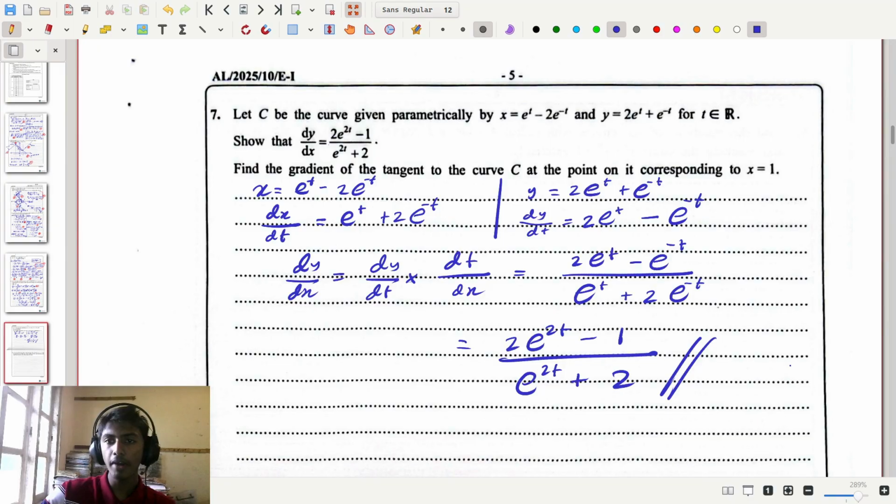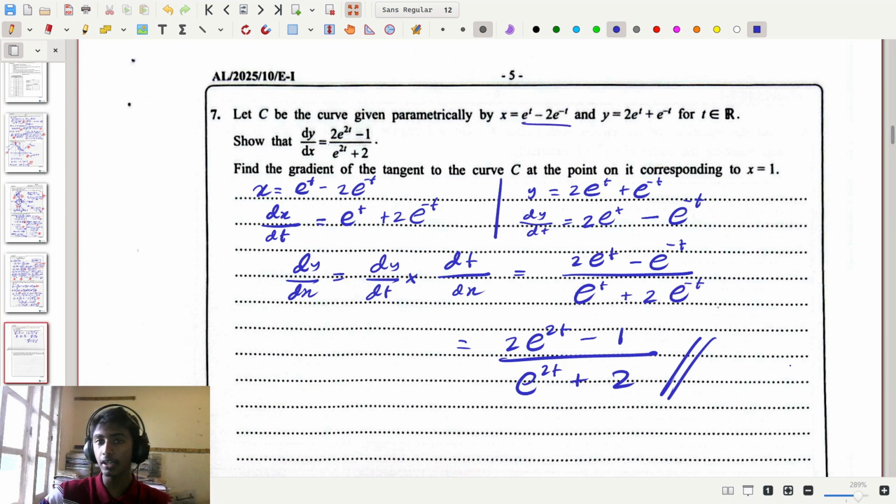Now to solve the next part of the question, we need to find the tangent to the curve C at the point corresponding to x equals 1, which means we need to find dy by dx at x equals 1. The problem is that dy by dx is in terms of t and not in terms of x. So in order to find dy by dx, we need to first find the corresponding value of t corresponding to x equals 1.